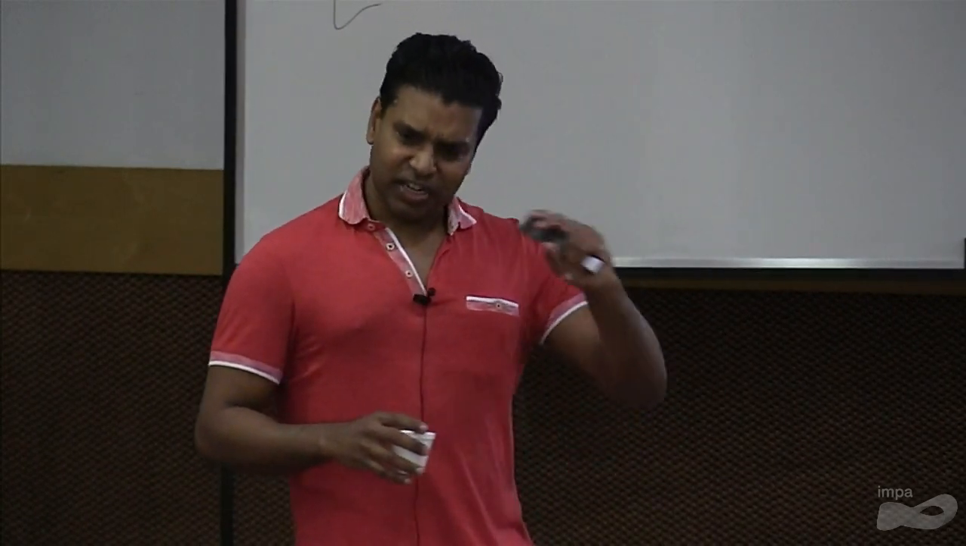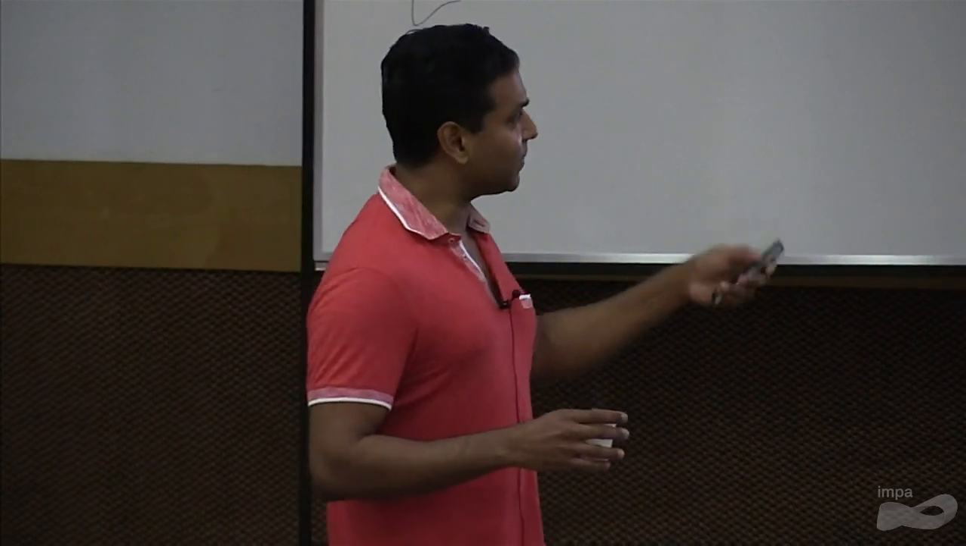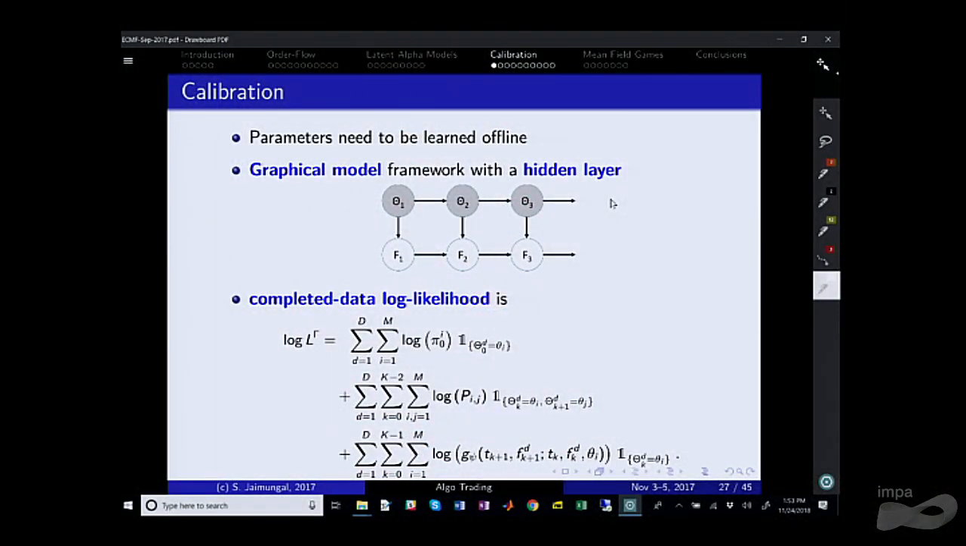So having that extra connection introduces some extra work that you need to do, but it's possible. You do something very similar to before. You have a completed data log likelihood. Now you also have multiple days on which you have data. So it's not just a completed data log likelihood for one sequence of observations, but multiple sequences of observations. And that's where the sum over D is.